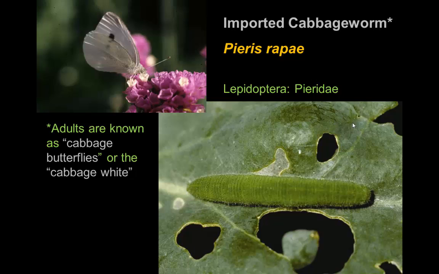So let's start with the imported cabbage worm, a very familiar insect, I think, to most people. It is, in the adult form, a white butterfly, often the most common butterfly one will see. It's also sometimes known as the cabbage butterfly or cabbage white. It's a European species that's been here since very shortly after the Europeans moved into this continent, and is well adapted and found pretty much anywhere you go in North America.